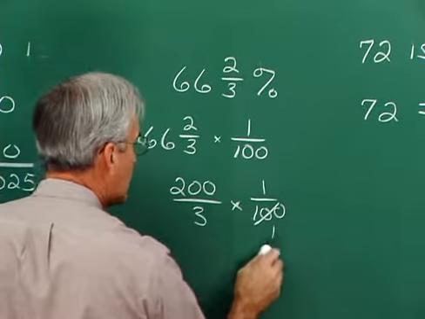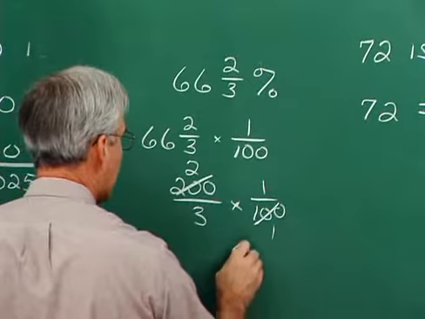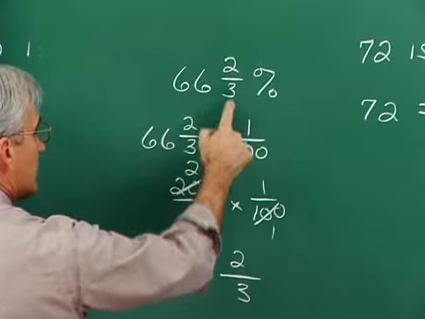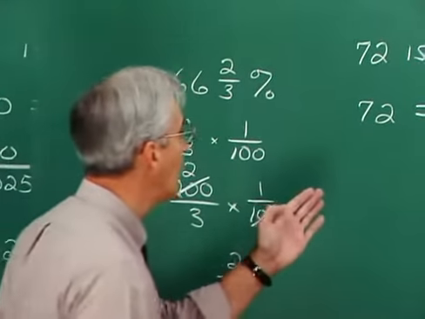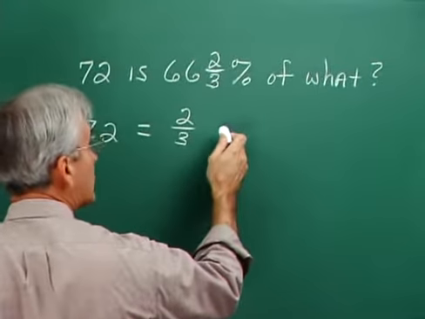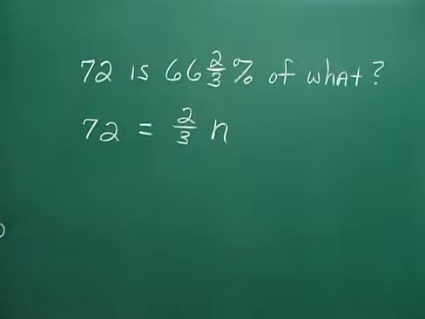The 100 and 200 can cancel. 100 into 100 goes one time. 100 into 200 goes two times. Multiplying straight across, 2 times 1 is 2. 3 times 1 is 3. So 66 2/3% is 2/3. Let's come back over here and pop that in. So we have 2/3. Of means times. What means what amount? So we'll let a letter stand in.